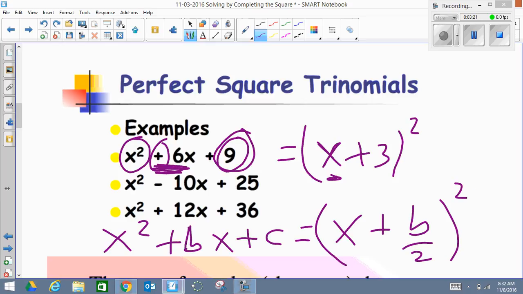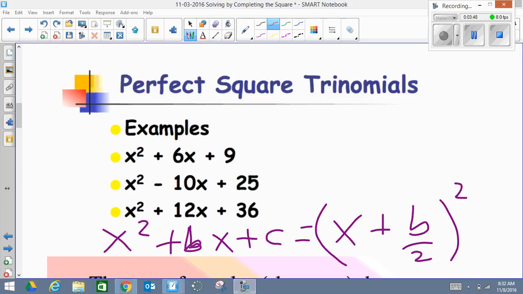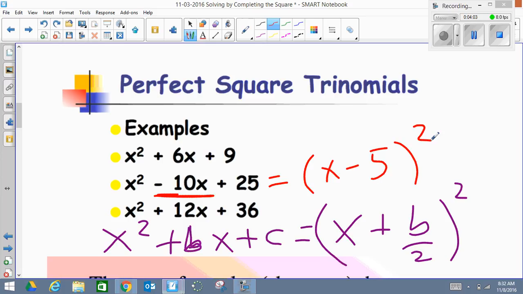Let's go over it again. Here, in my first trinomial, this b is equal to 6. So when I factor, I take half of 6, which is plus 3. Let's factor the second one. I have x squared minus 10x plus 25. That's a perfect square trinomial. When I factor it, I'm going to have x, and half of negative 10, which is negative 5, to the second power.